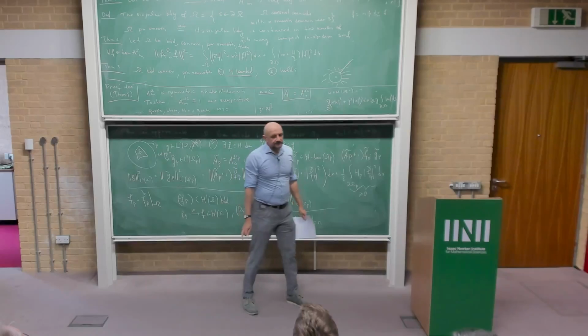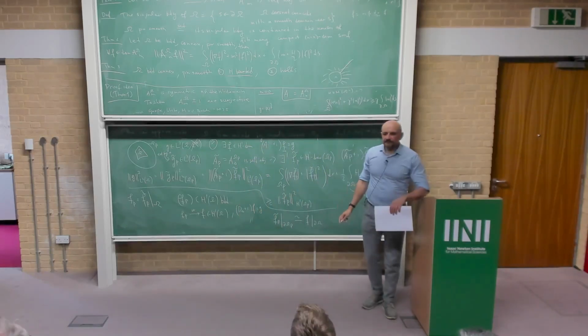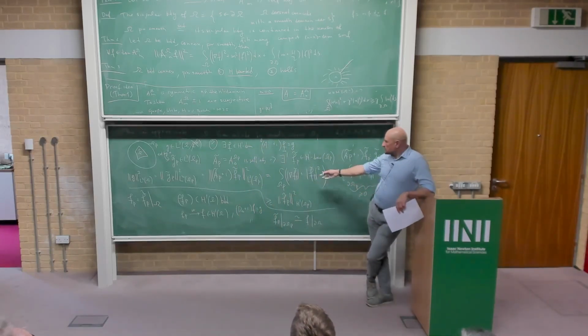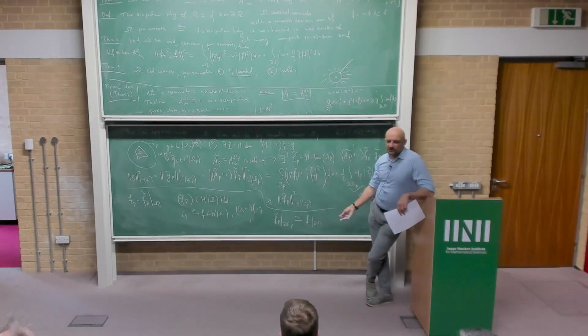Yeah, exactly. What I mean is that you have a uniform bound for the resolvent if you have a sequence of convex domains. Okay, this is actually the point.